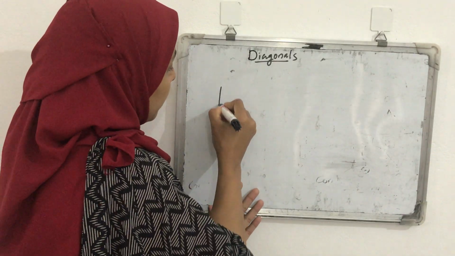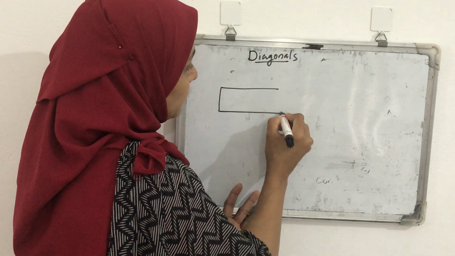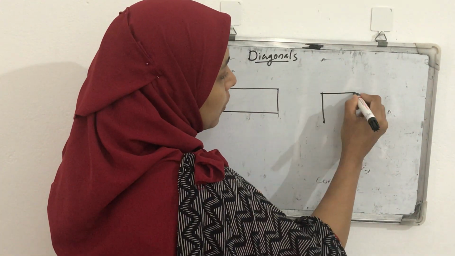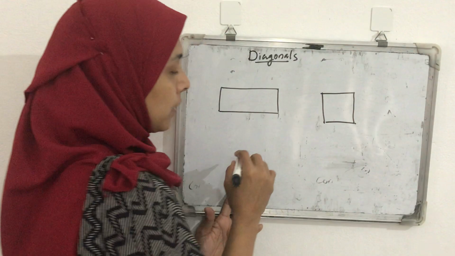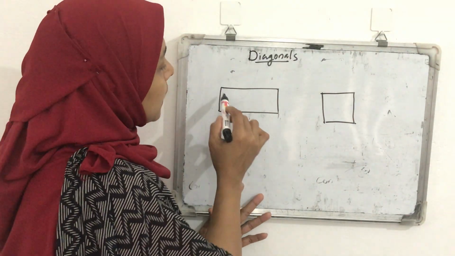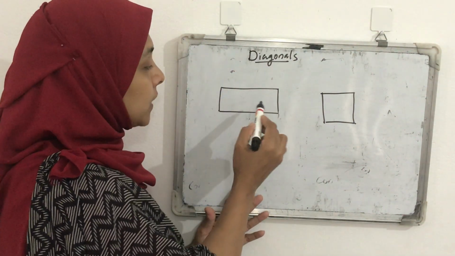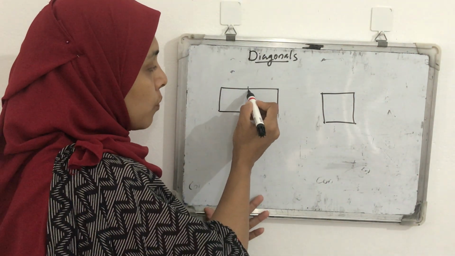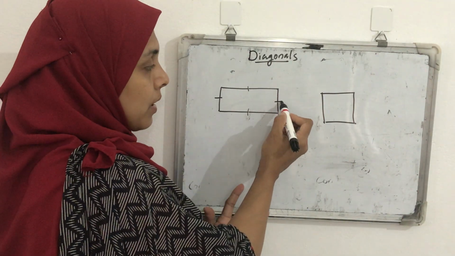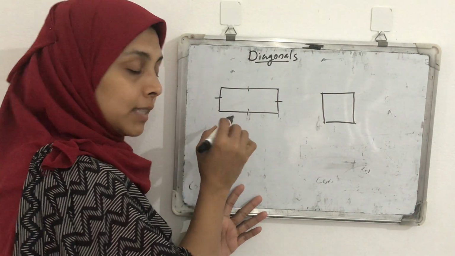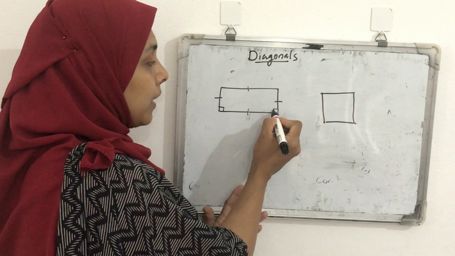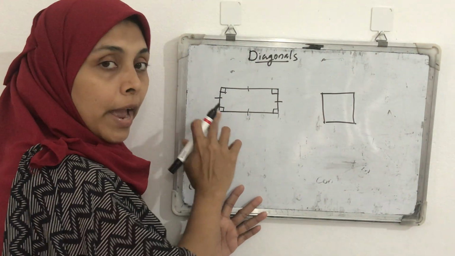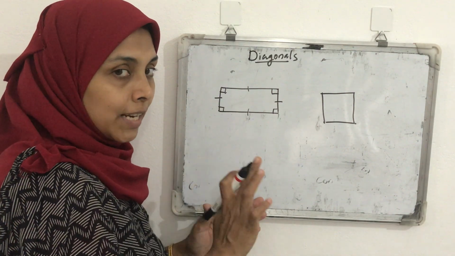Suppose here we draw one rectangle. Okay. And another polygon I draw, a square. Now in this case you look, laterals means sides. What is the length of this side? Are they the same? For all sides it is not. Here only opposite sides are equal. But when we consider the angles, all angles are 90 degrees. Okay. So it is equiangular but not equilateral.